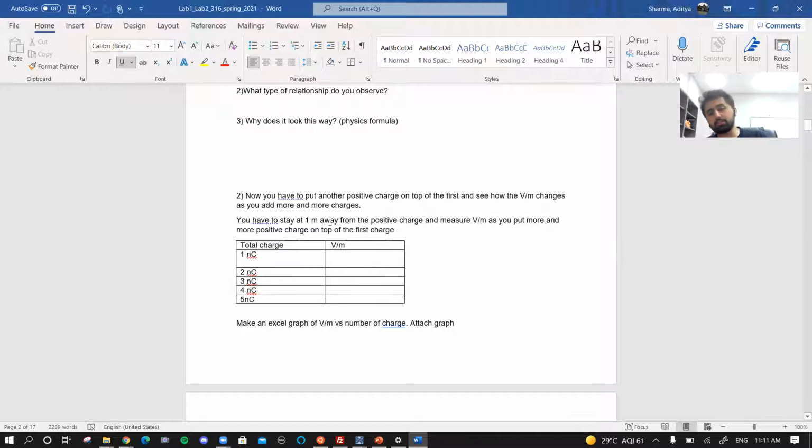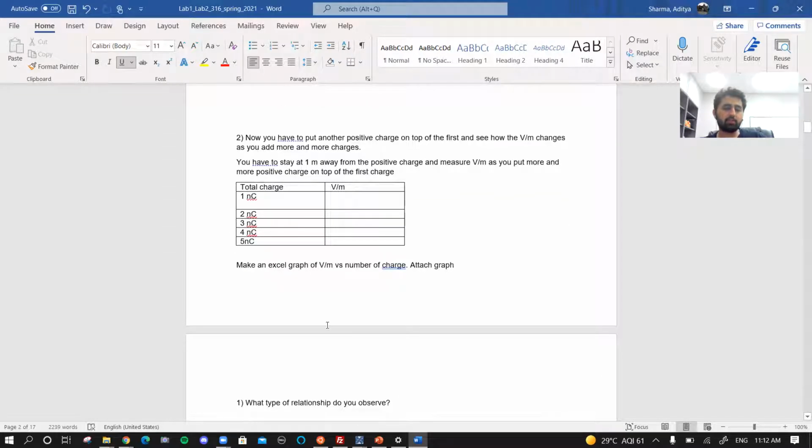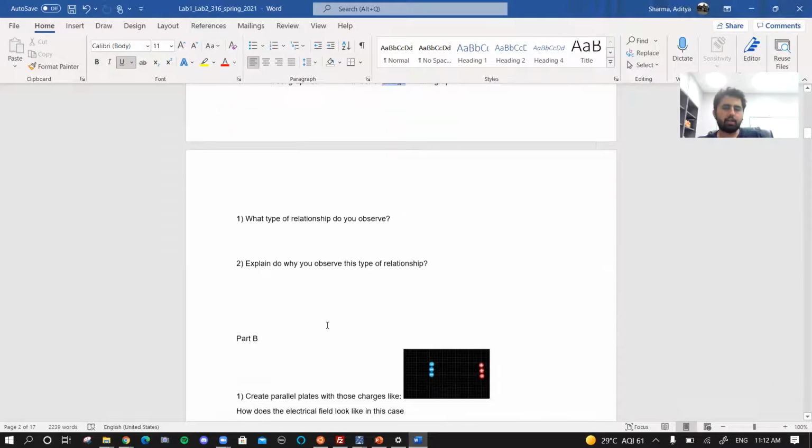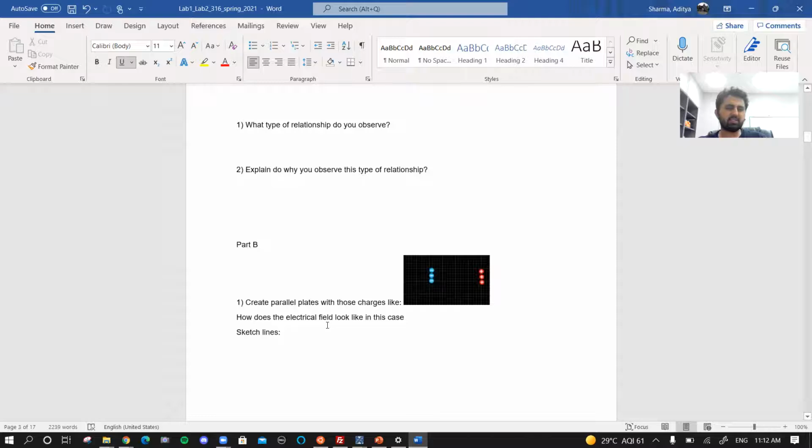Okay, now it's a constant distance, 1 meter away from the positive charge, and you again do the same thing for total charge 1. So 2 charges over each other, 3 charges on top of each other, 4, 5, and so on. So you keep doing that and calculate these, and then again make an Excel graph. Again, answer these questions. So I think this is pretty simple stuff.